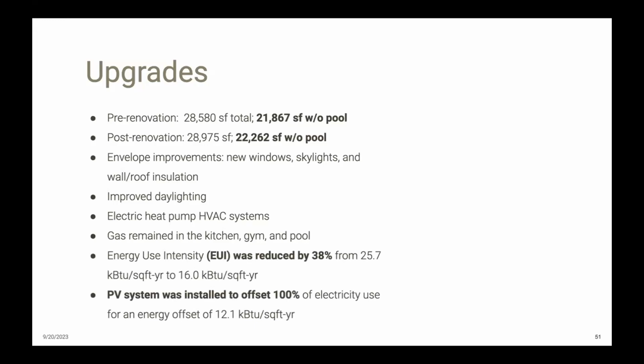And what we've learned in analyzing our building since it finished construction a couple of years ago is that the building underwent a 38% reduction in EUI, and the PV array that was installed offsets all of the building's electricity use. One caveat with all of this is that the pool isn't included in the analysis because it wasn't part of our scope, but we know it does use quite a bit of gas, which is unfortunate.